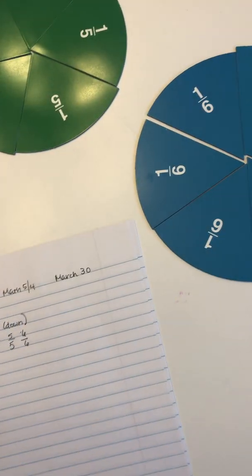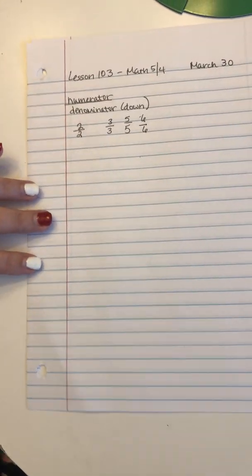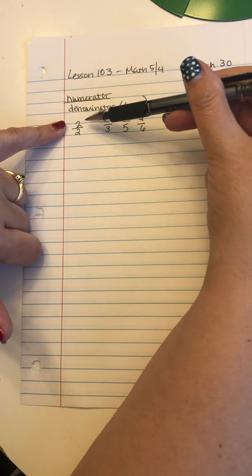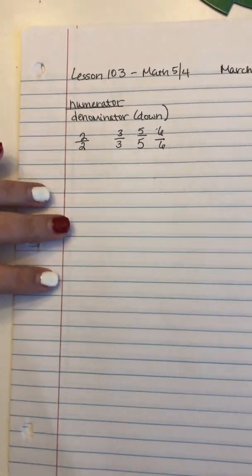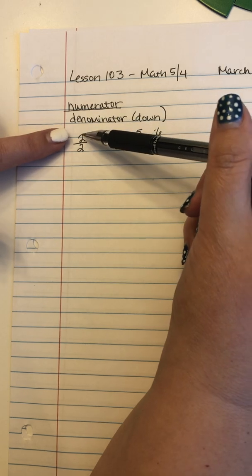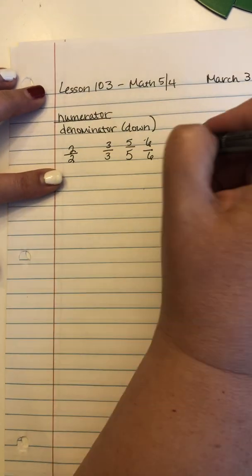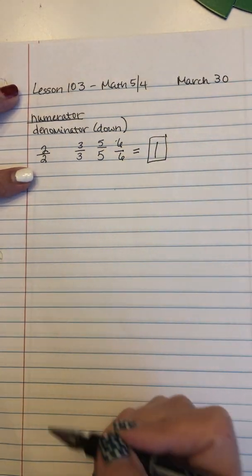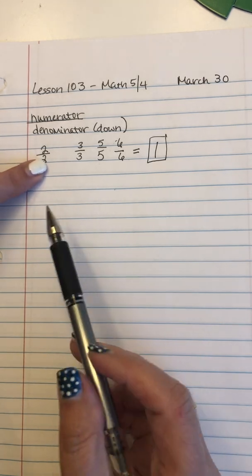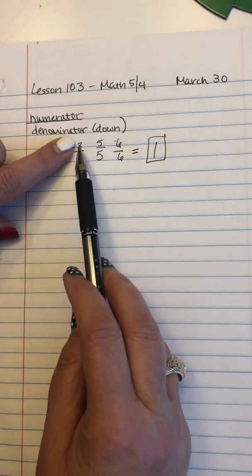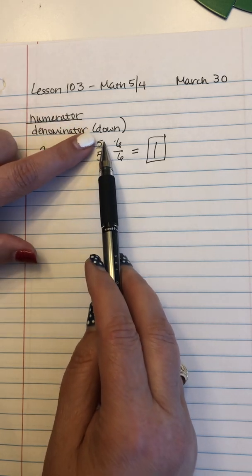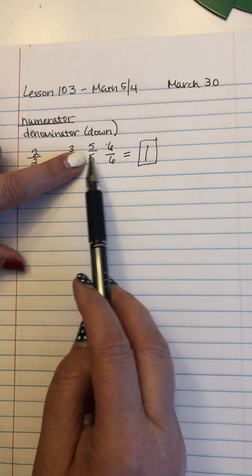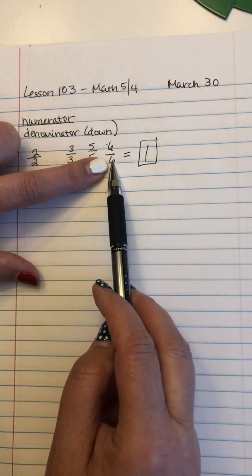So I wrote those down. We did the fraction and then I wrote those down. If you notice anything about these fractions, it is that the numerator and the denominator are the same. Any fraction that has the same numerator and same denominator all equals one whole, which is what we saw. We saw 2 pieces of the halves make a whole, 3 pieces of the 1/3 pieces make a whole, 5 pieces out of the 1/5 pieces make a whole, and 6 pieces out of the 1/6 pieces make a whole.